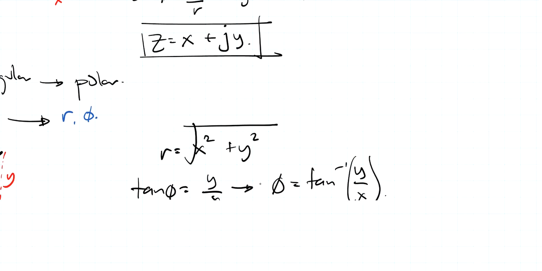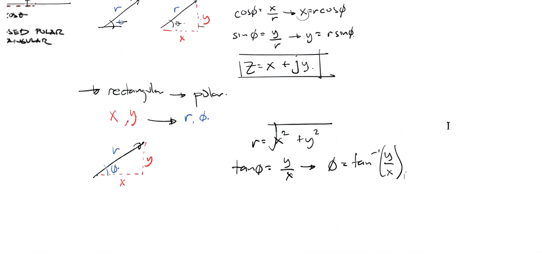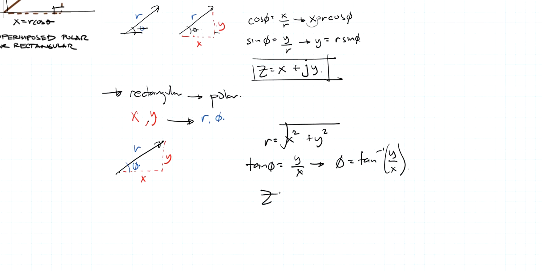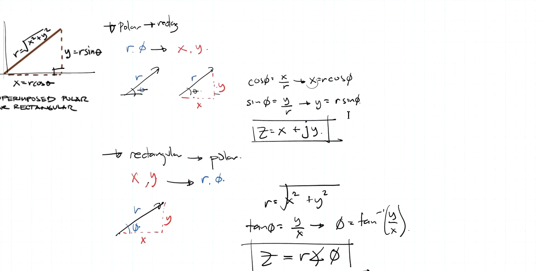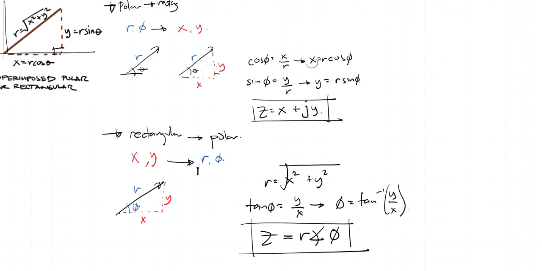Right, so these are the conversions. Therefore, since we now have the r and the theta, then we can write z is equal to r angle theta, or phi. So that's how we convert one to the other, polar to rectangular, rectangular to polar.